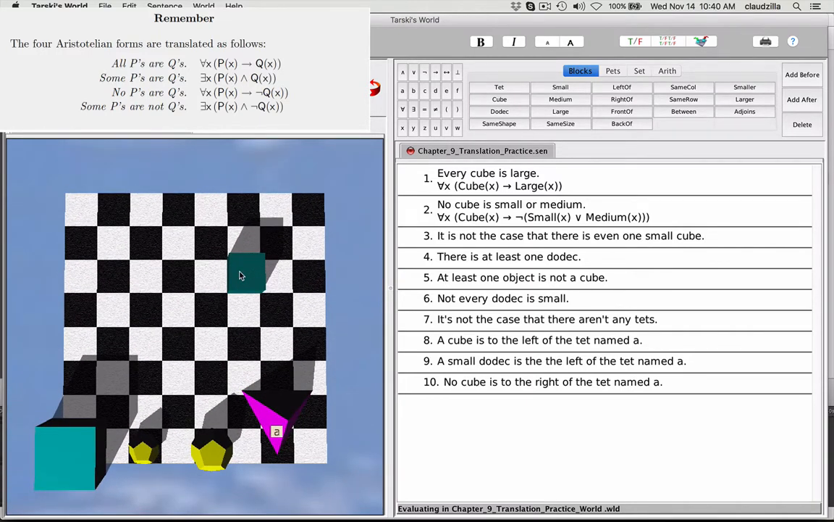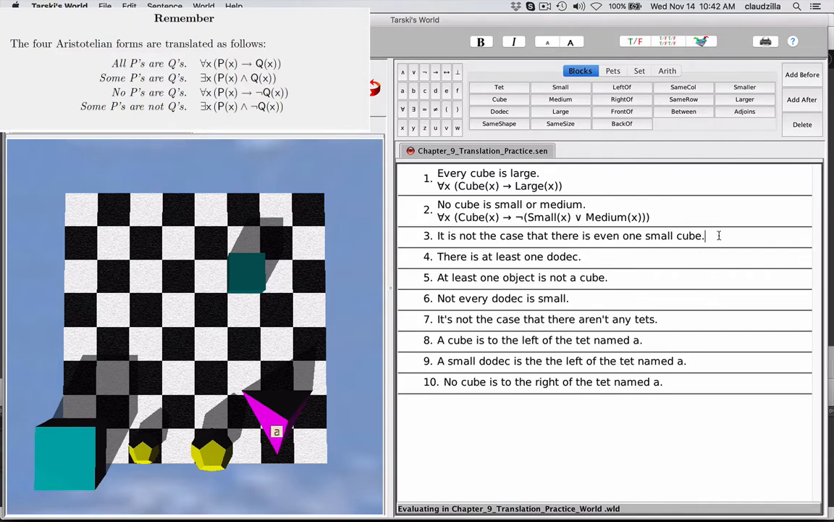Sentence 3 says, it is not the case that there is even one small cube. Let's start by noticing that the sentence is a negation of an existential. You might read it, however, as a universal. In other words, you might say nothing is a small cube. And that's perfectly fine, because remember, we have equivalences between existentials and universals.